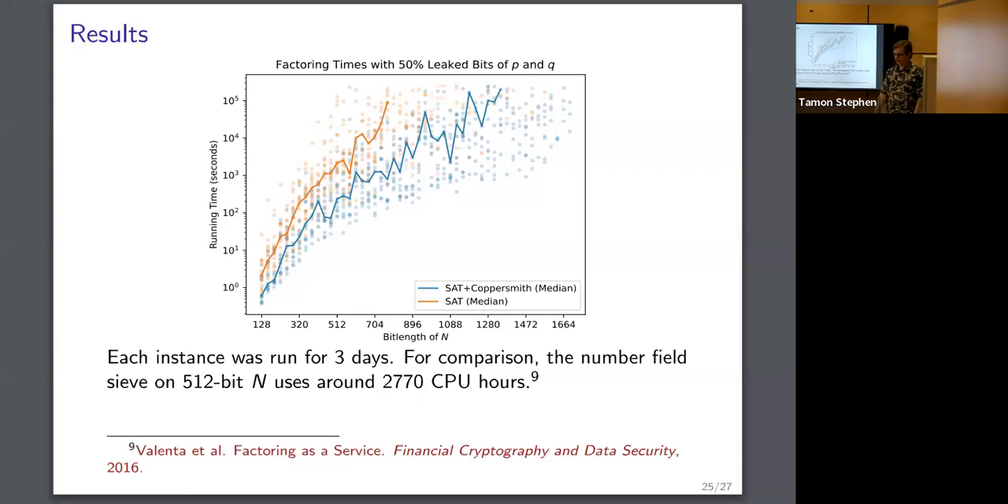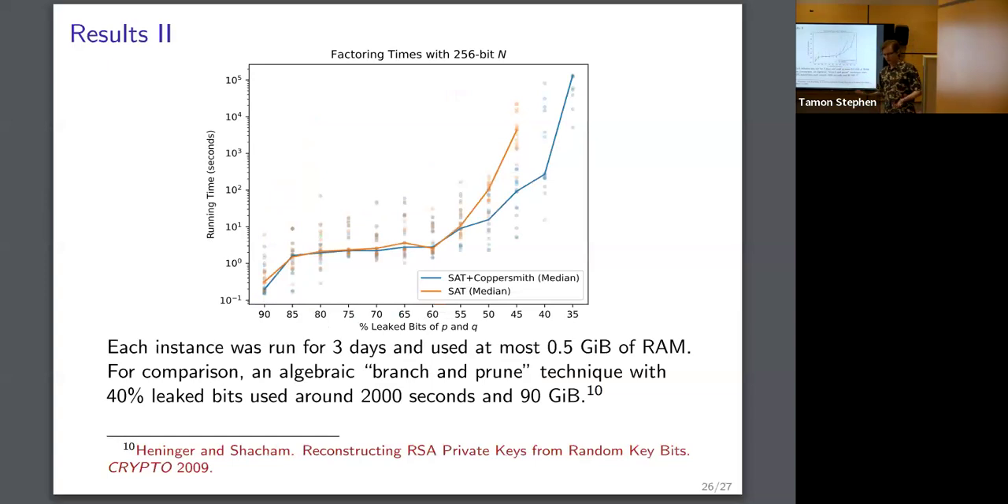In this particular case, this is a similar plot, except we flipped the independent variable. Here you fix the size of n to be 256 bits, and then we change the percentage of bits which are being leaked. And you can see here, the pure SAT solver alone can solve problems where you leak 45% of the bits, whereas with Coppersmith, you can solve problems with 35% of the leaked bits, right? But again, the running time just really takes off. The fewer bits you have, the running time just explodes. So there is definitely a gap here.